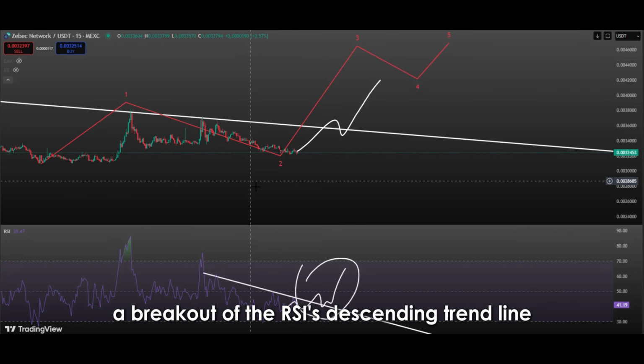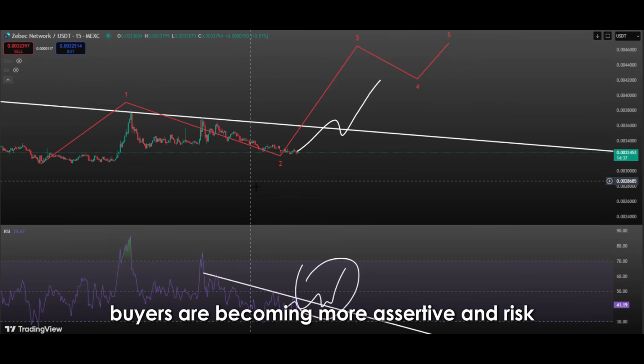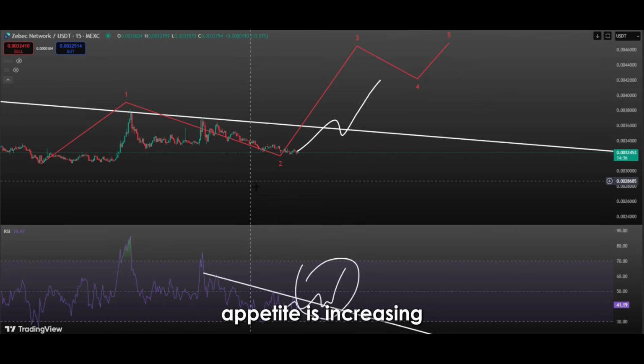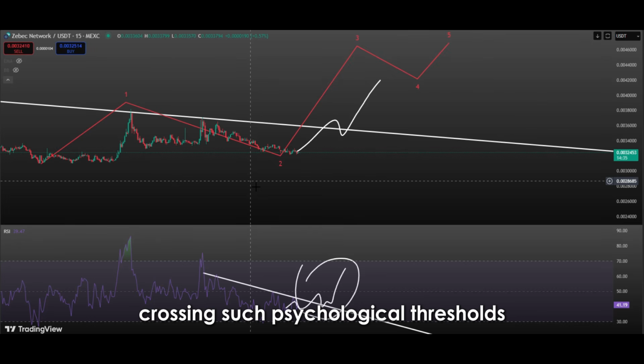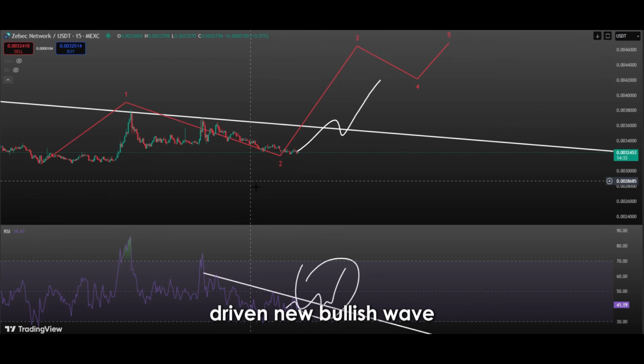A breakout of the RSI's descending trend line also represents a psychological shift. It signals that a period of indecision in the market has ended, buyers are becoming more assertive, and risk appetite is increasing. Crossing such psychological thresholds paves the way for the price to enter a technically driven new bullish wave.